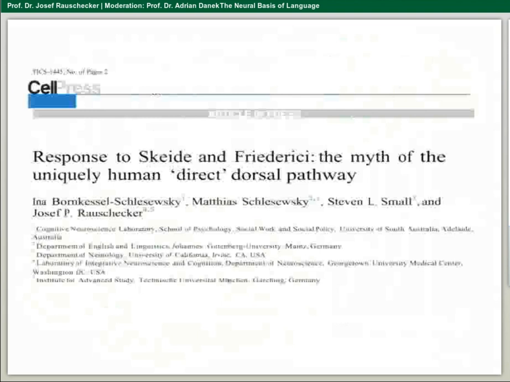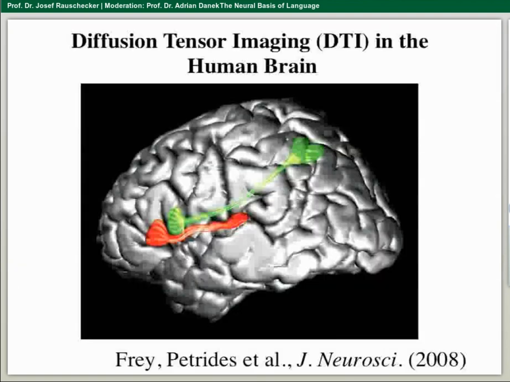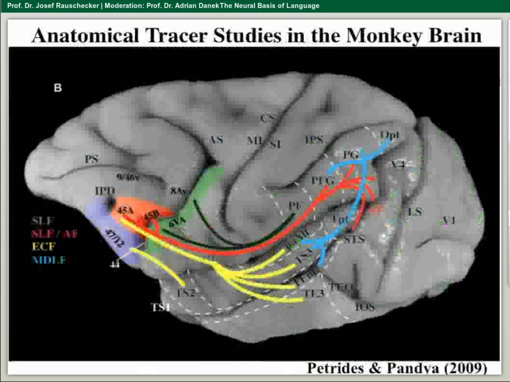So we had a very easy answer for them and said, well, you're wrong. So this is the evidence here. This is diffusion tensor imaging in the human brain. There's the direct projection that I was talking about, often referred to as the arcuate fasciculus. People in linguistics have often claimed that this is what's missing in monkeys, and that's why monkeys don't have language, but the connection is actually there.